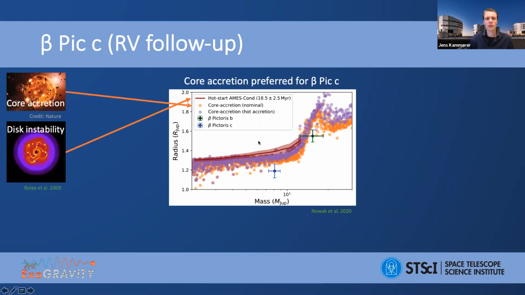Again, here we have some predictions from a disk instability model, or the hot start models, in red, and then some predictions from core accretion models. And you can see that, at least for Beta Pictoris c, it seems much more in agreement with formation by core accretion, which is also in agreement with what we've been finding for Beta Pictoris b from the C/O ratio. And that's good because, of course, we think that those planets being in the same system would have also formed through the same formation mechanism.